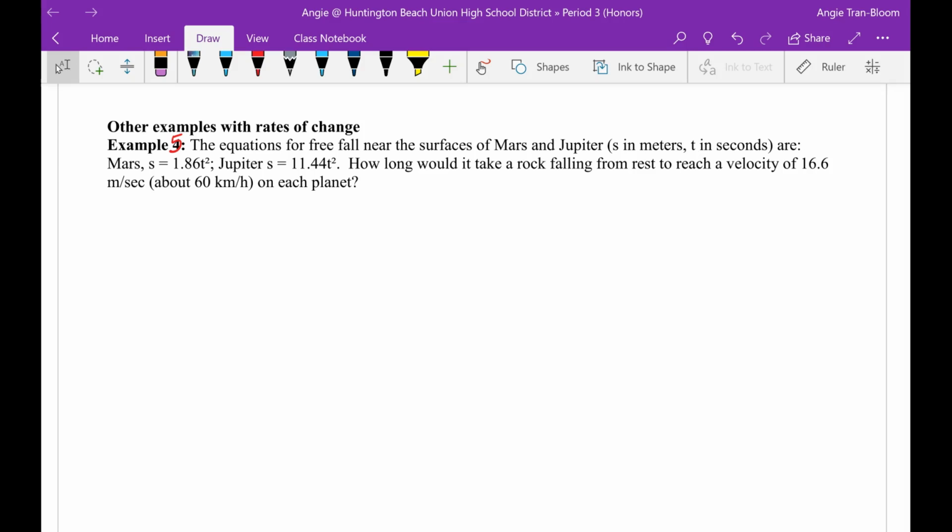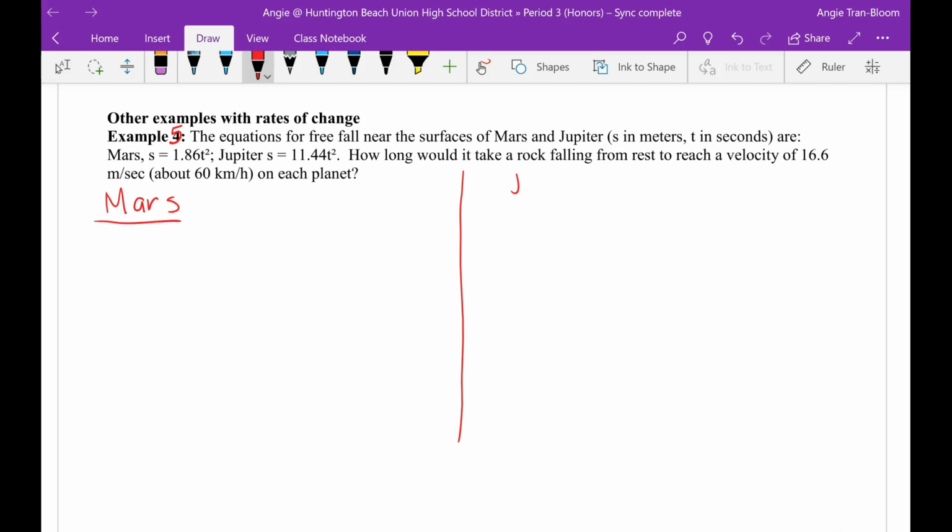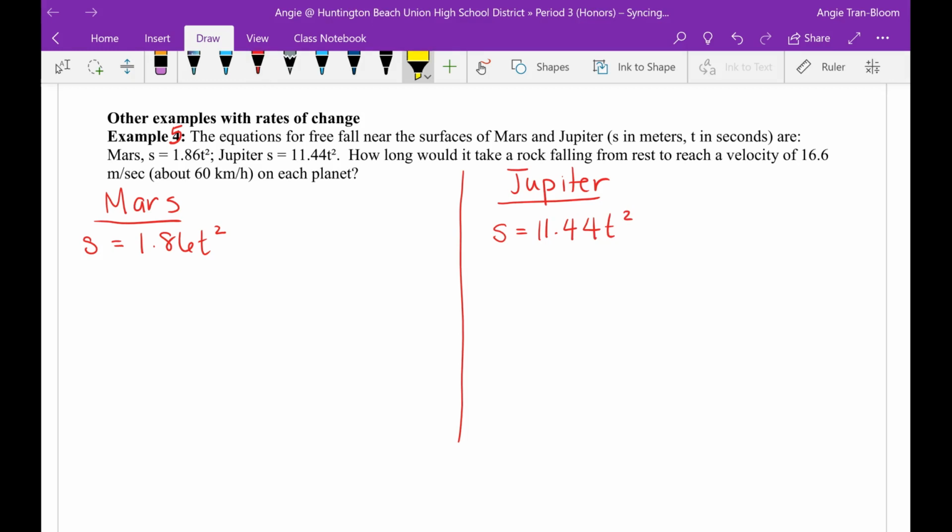This one is asking about each planet, so we will organize it by calculating Mars over here and Jupiter over here. How long is asking for time, so I need to solve for T. On Mars, the position is S equals 1.86 T squared. On Jupiter, the position is S equals 11.44 T squared.